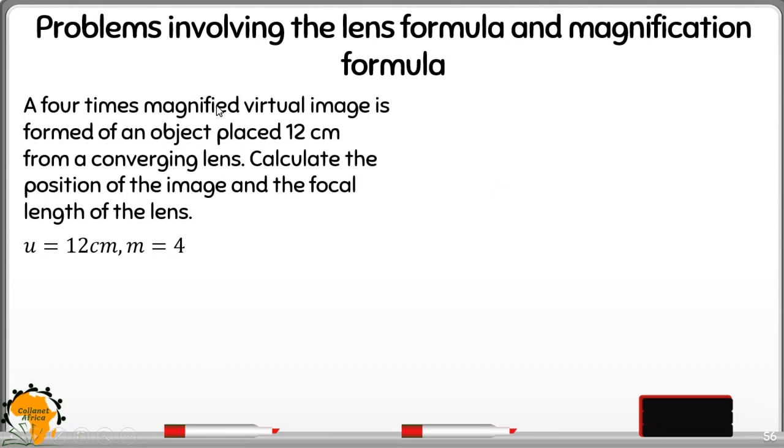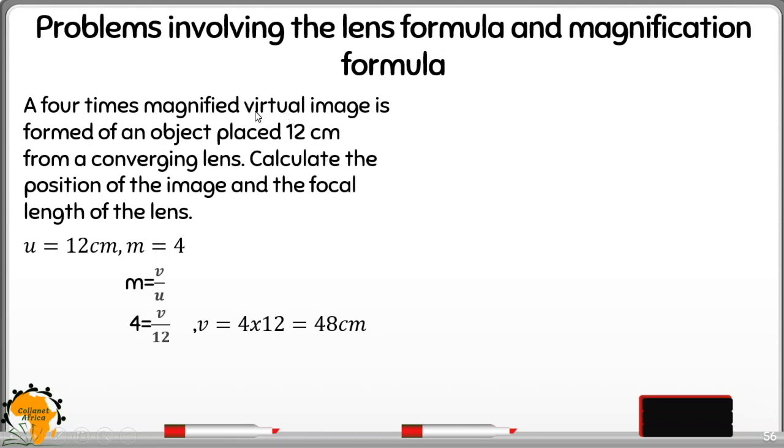A 4 times magnified virtual image is formed of an object placed 12 centimeter from a converging lens. Calculate the position of the image and the focal length of the lens. So we start with the values that are given. U is equals to 12 centimeter. M is 4 times, so magnification is 4. So we start by the formula of getting magnification. M is equals to V over U. So by substituting, we get that V is equals to 48 centimeter.